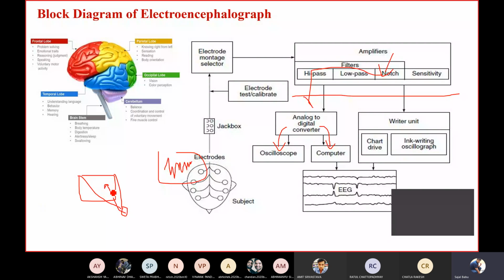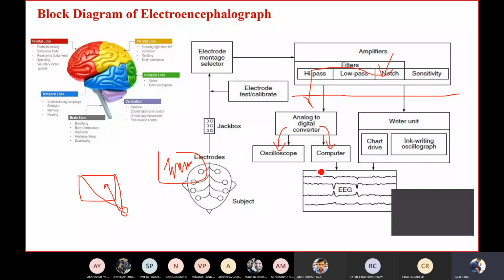So the only thing that makes the difference between the analog and digital type is that the signal will come to the analog to digital converter. The ADC will convert the analog signal into digital type, and then it will give the signal to the computer, and then the computer will display it on the screen, or store it in a hard disk, or display it on an oscilloscope. Okay, so this is the complete EEG block diagram.